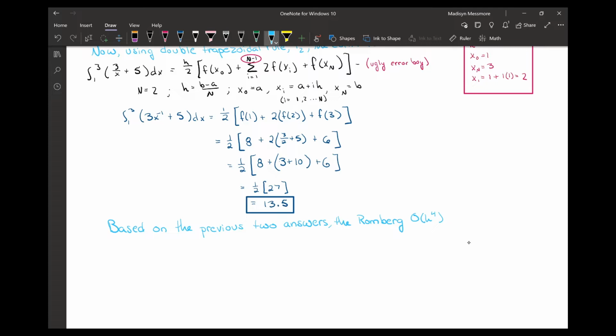Now, if you have 3 trapezoids and you're asked for the O(h^4), then you choose... I get it. Yeah. So the 13.5 is T2, 14 is T1, basically. Yes. Right. All right. So that answers that question.